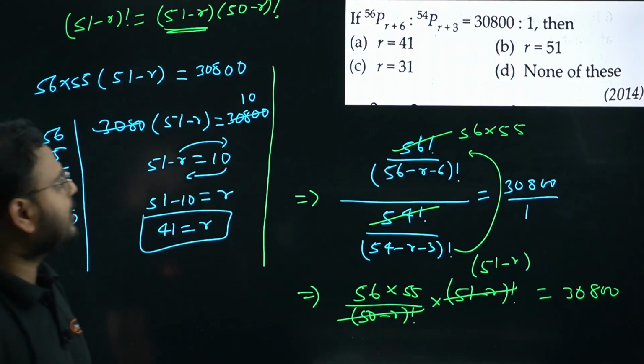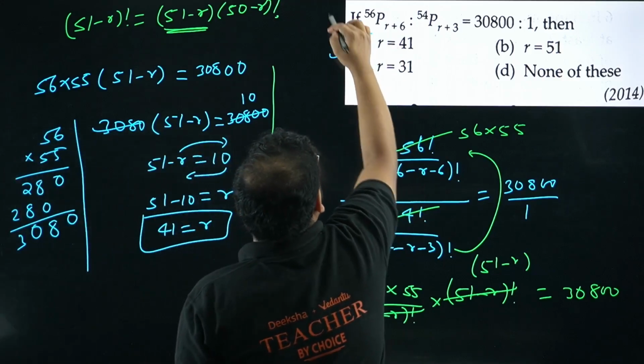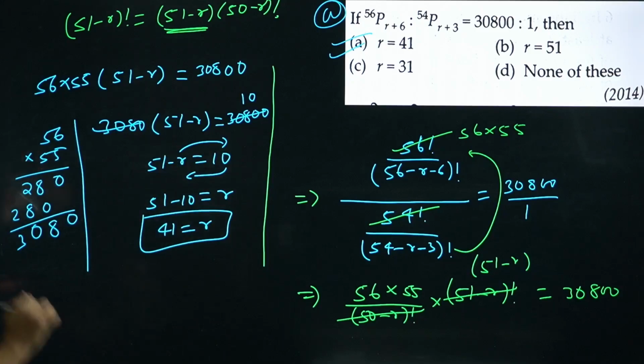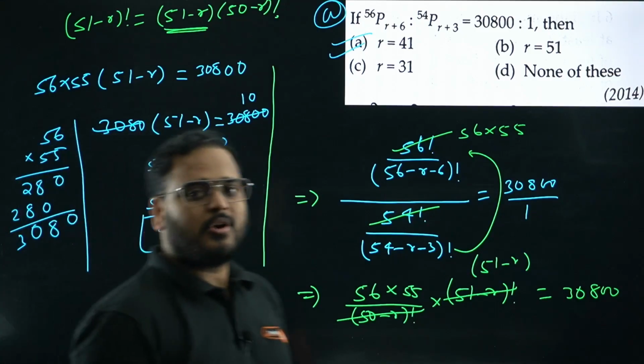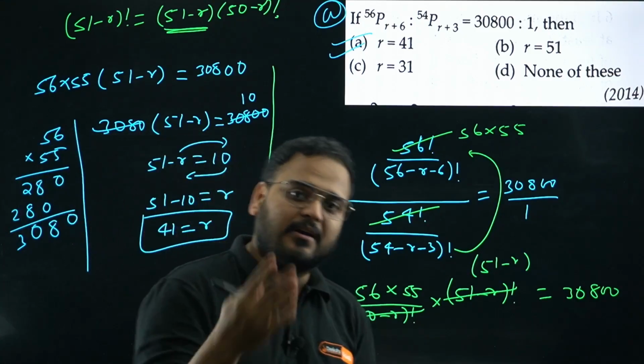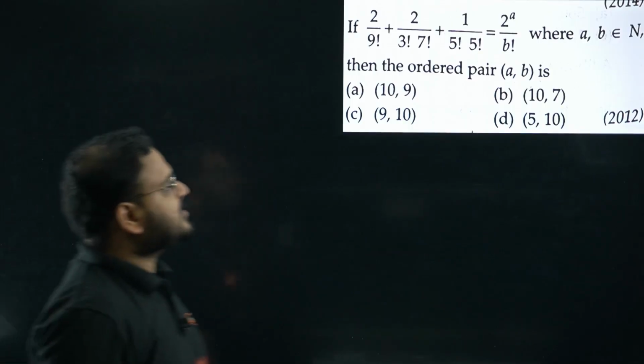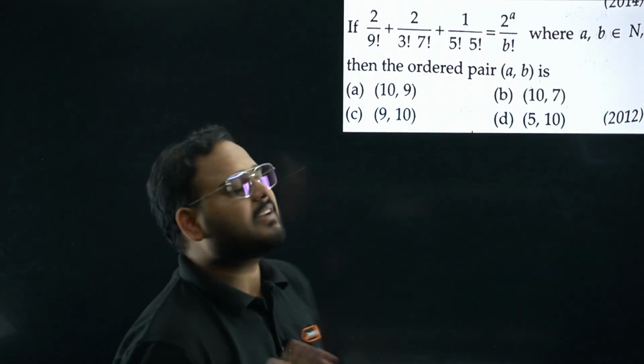41 as r. Option is A. Option is A. Please check. Very interesting question. Not difficult, not challenging at all. Simple only, but yeah, interesting. Okay, let's move on to the next question, and hopefully, yeah, this is the last question of your day. Okay, so let's solve this and complete our session.